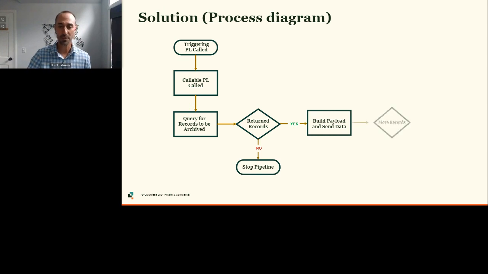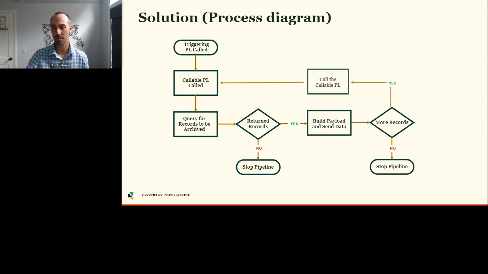Next, after we build the payload and send the data, we want to check, are there more records that I need to go and process? Because I know there's 10,000 records, but I'm only doing 500 at a time. So are there more records? Have I gone through all 10,000 or not? If I have, then we stop the pipeline. Otherwise, this callable pipeline calls itself, right?